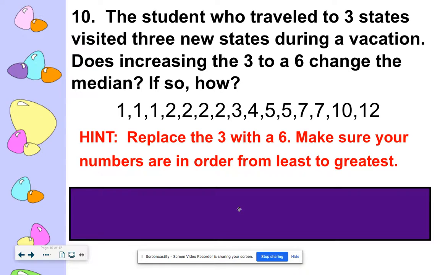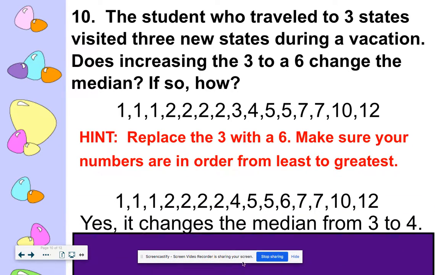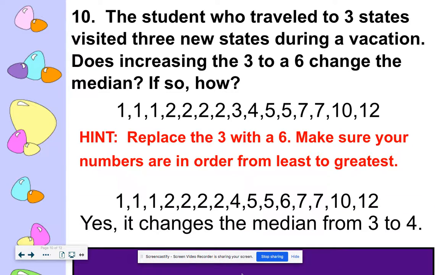And the answer to our question is yes. It changes the median from a 3 to a 4. So remember, we had a 3 right here before, but they no longer visited 3 states, they visited 6 states. So we took that 3 away and we placed the 6 where it needs to go.